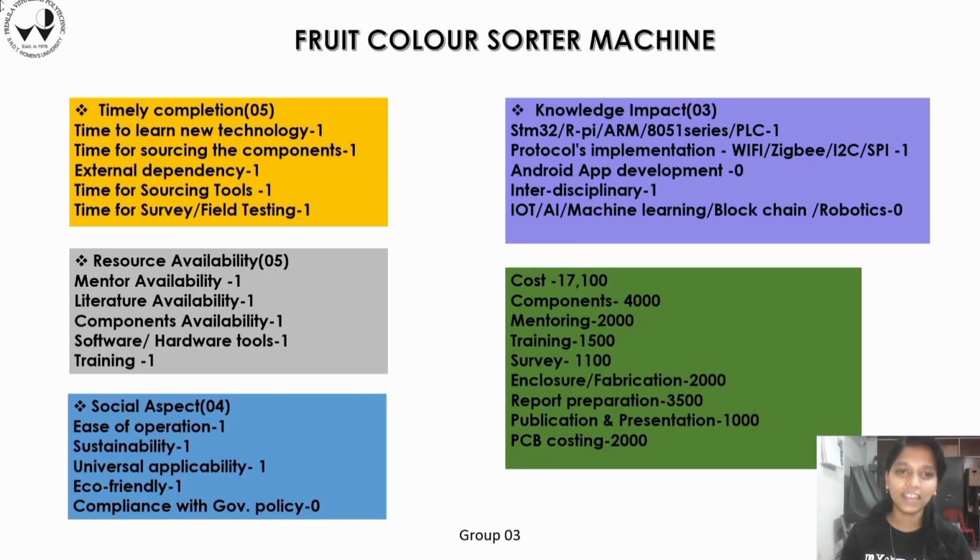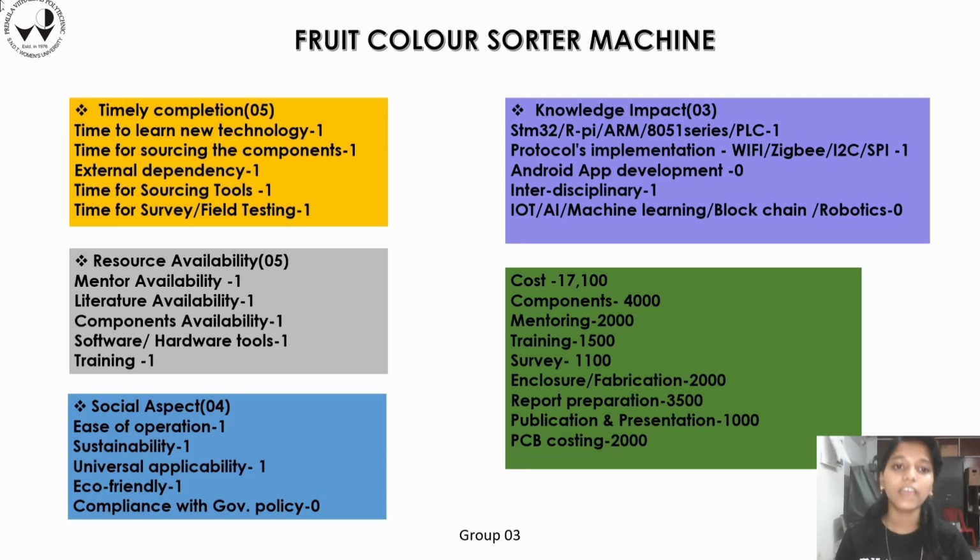So this is our last project idea, fruit color sorter machine. As you can see, these are our 5 parameters and their subparameters. For every parameter we have given scores: time comprehension 5, resource availability 5, social aspect 4, knowledge impact 3. In time comprehension there are subparameters like time to learn new technology 1, time for sourcing the components 1, external dependency 1. Like that we have given every subparameter its score.